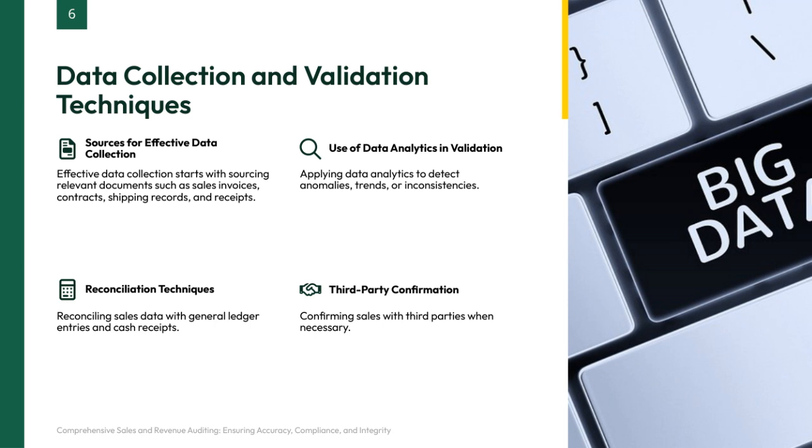Another crucial step is reconciliation. We compare sales data against entries in the general ledger as well as cash receipts to make sure everything aligns perfectly. This process helps us catch errors or discrepancies that might have slipped through. Finally, when needed, we confirm sales with third parties. This third-party confirmation acts as an additional layer of assurance, verifying that the sales reported are legitimate and accurate. These combined techniques help us ensure robust and reliable data collection and validation.